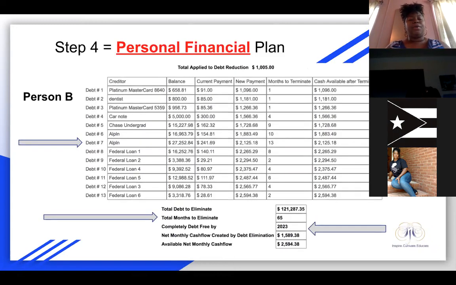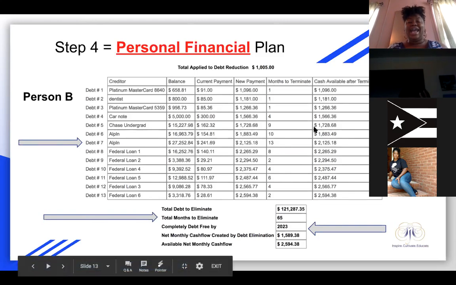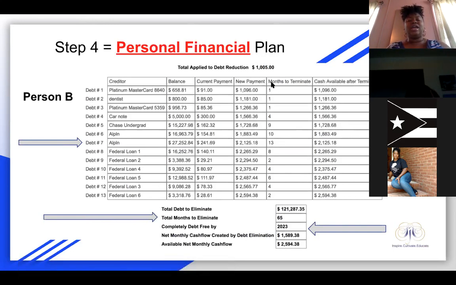Now, person B took advantage of 3 business partners a month, making $195. They shaved back on what they could and had an extra $370. They income shifted $440. And now they have $1,005 to throw at their debt. So look at how it drastically changes.